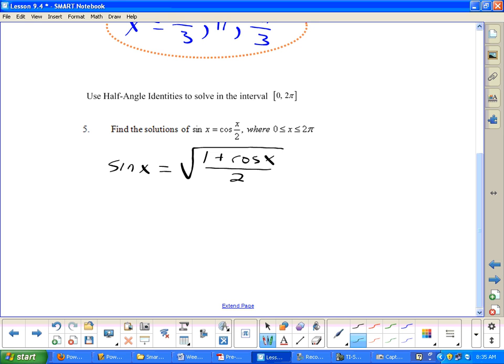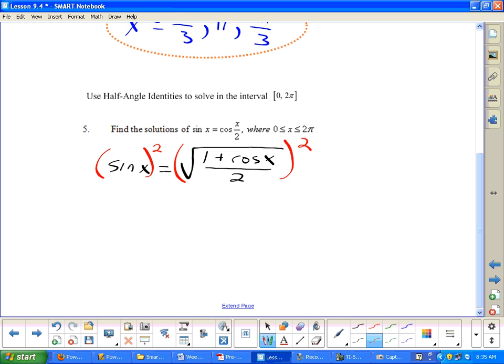So what should I do then? What's the first thing I could do to eliminate this problem? Or either of those problems? Can I change sine to something with cosine? Or cosine to something with sine? Only if they're squared, right? Because then you can use a Pythagorean identity. So I can't do anything with that. Can I do something with a radical? Yeah, I can get rid of it by squaring both sides, and that's what I'm going to do.